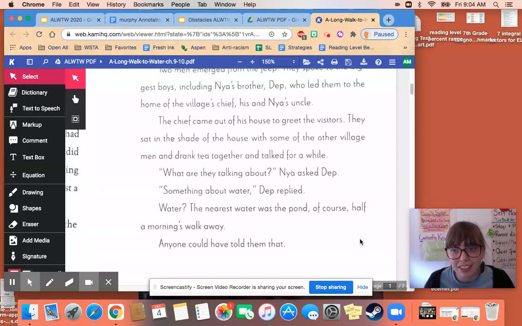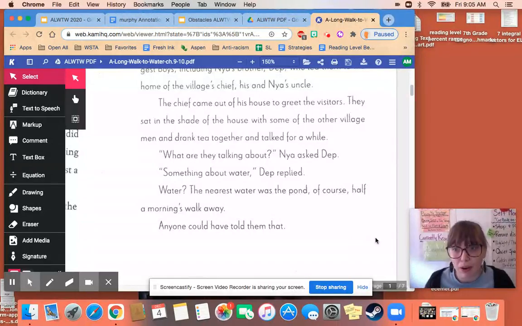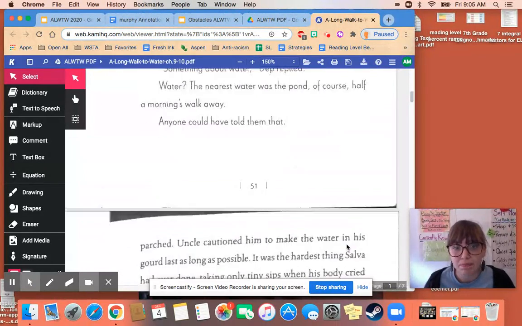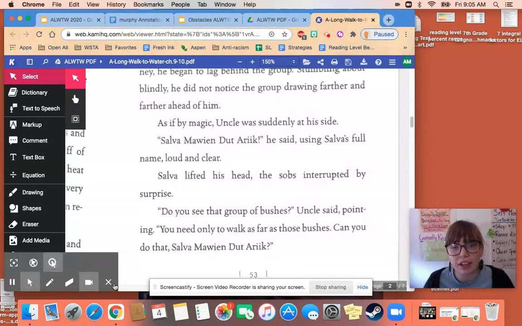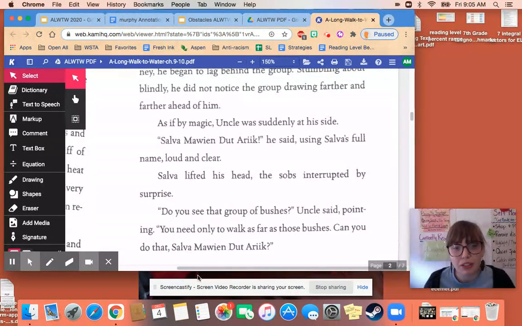So you see, Naya's a little bit confused about why these men are coming to talk about water when she knows everything about water, of course, because she does that every day. All right, let's transition to Salva. Let me just make my window a little smaller so I can get the toolbar.